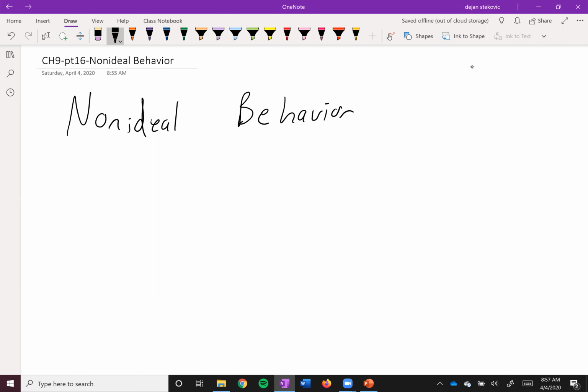All right, so most of the time we spent talking about ideal gases. However, sometimes we do see non-ideal behavior, right? Gases don't behave exactly ideal. So again, most gases are close to ideal at standard conditions.